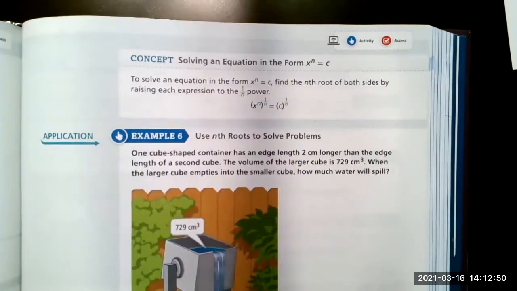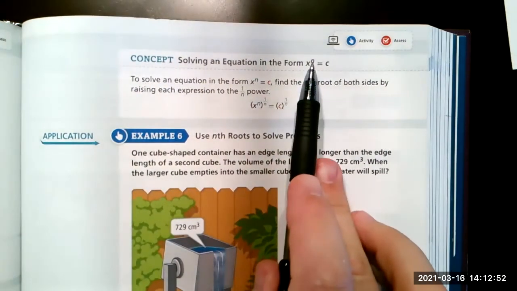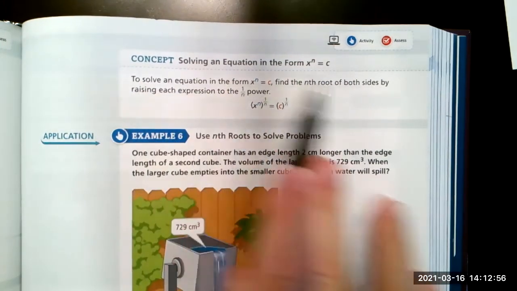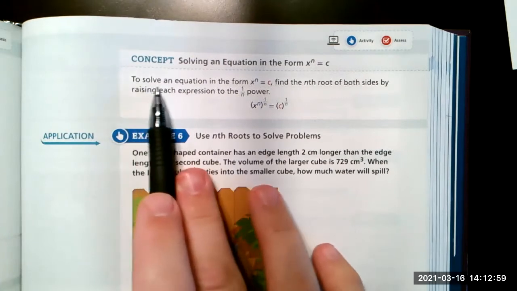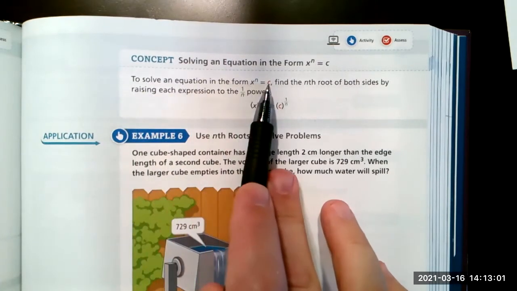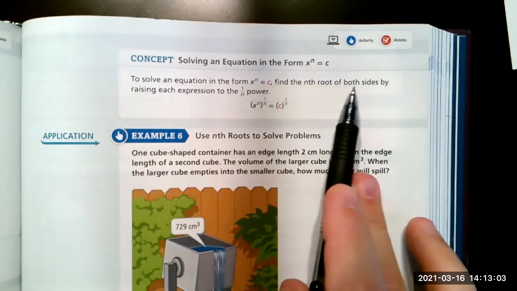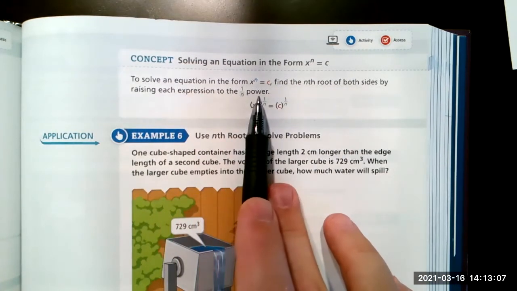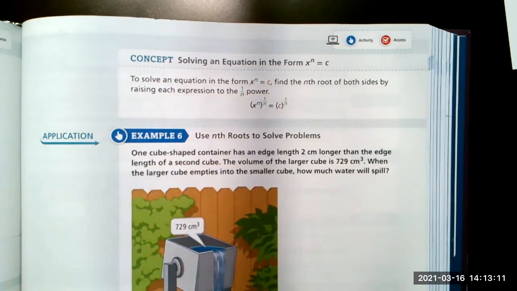They got a concept over here. Solving an equation in the form of x to the nth power equals c. So again, this is basically summarizing what we've talked about. To solve an equation in the form of x to the nth equals c, find the nth root of both sides by raising each expression to the 1/n power. So you're raising each expression to the reciprocal of whatever power you're dealing with.